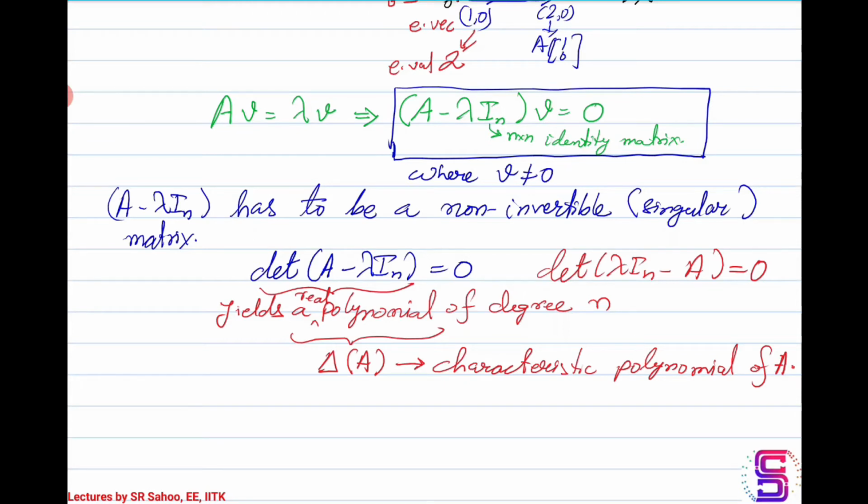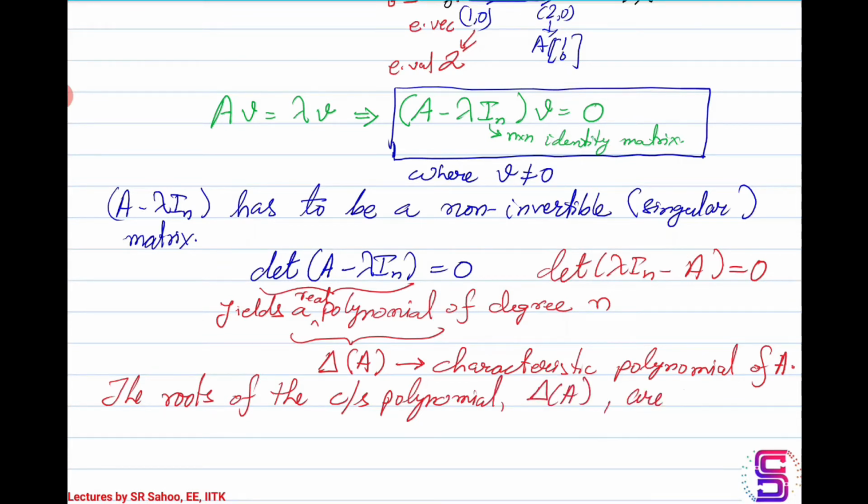So solving the relationship that determinant of A minus lambda In equal to 0 is essentially finding out the roots of the characteristic polynomial of A. So I can state that the roots of the characteristic polynomial delta A are the eigenvalues of matrix A.